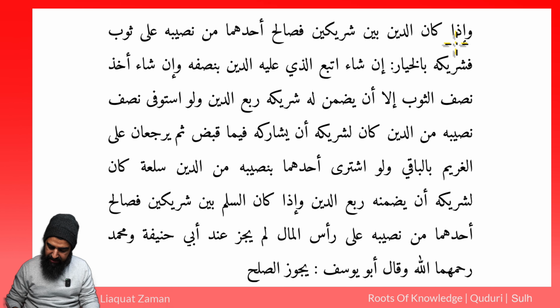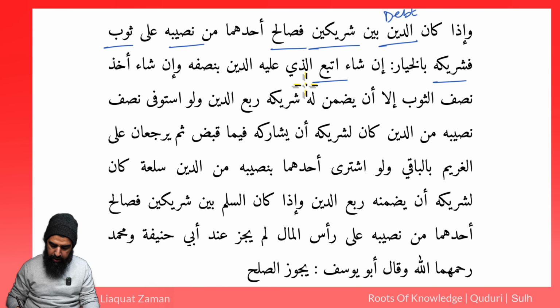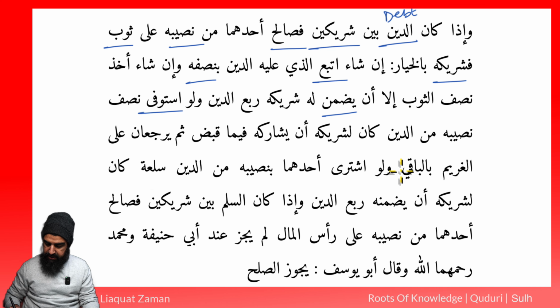إذا كان الدين. So the dain is a debt. A lot of these words, again, we know them. I'm just going to be quickly going through them. Sharikain means two partners. Salaha yusalihu, to negotiate a settlement. Nasib is a share. Thawb is a cloth. Sharik, partner. Ittaba'a, to follow up. Nisf is half. Yadhmanu is to guarantee or to give compensation. Istawfa means to receive in full. Sharaka yushariku, to share with someone.